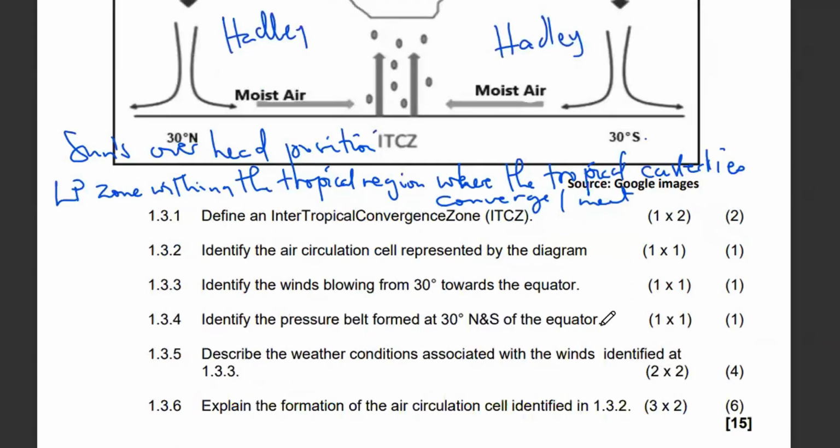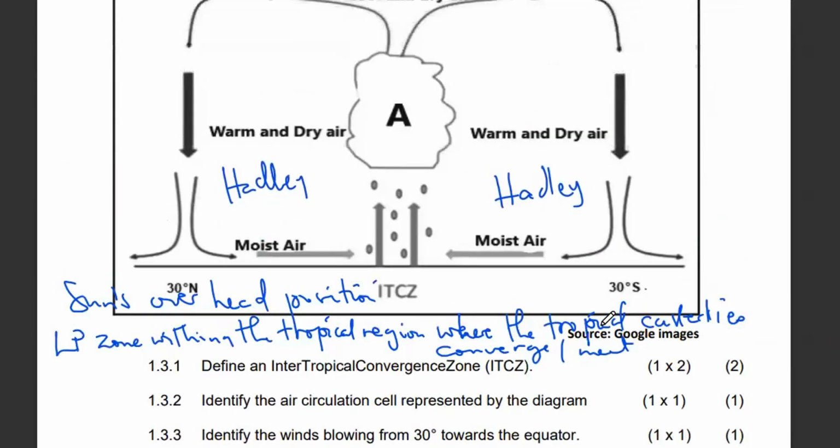Right, identify the winds blowing from 30 towards the equator. The moist air here, I think I've talked about that. These are subtropical easterlies. Or in other words, we can call them the trade winds. These are the winds that we are seeing here from the north to the south. The same winds here, they are the trade winds.